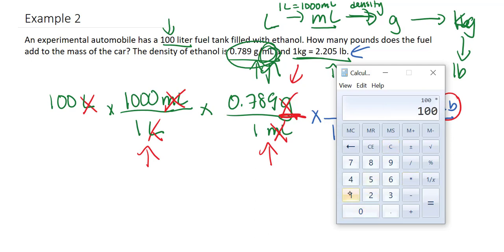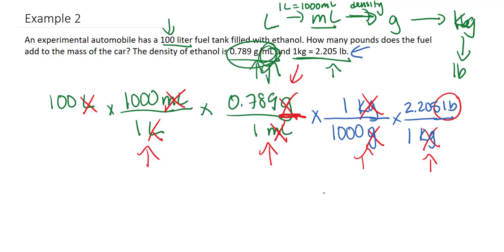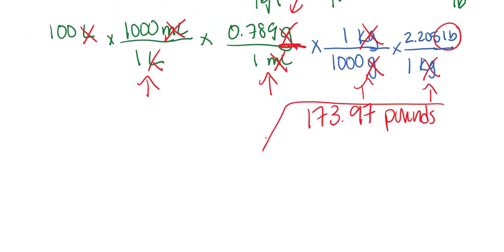So let's go 100 times 1,000 times 0.789. Let's put this over here. Then we go ahead and we can divide by 1,000 because that's what that is. And then we're going to go times 2.205. And what do we get? We get 173.97. And what's this in? This is in pounds, which is very important. So remember, let the units guide us.